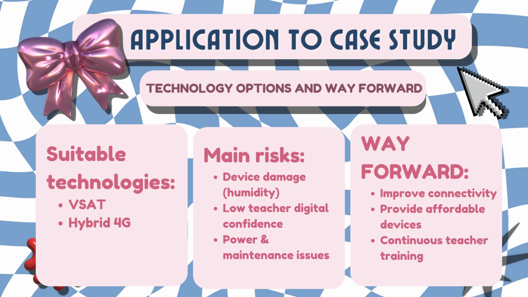Therefore, a phased improvement strategy is recommended. These include improving internet connectivity using feasible technology, providing affordable digital devices to students, and supporting teachers through continuous digital training. By aligning infrastructure development with capacity building, rural schools in Sabah can gradually achieve sustainable digital readiness and reduce the rural-urban education gap.